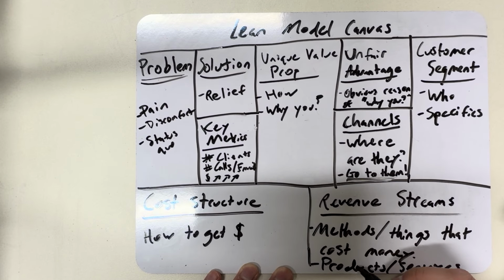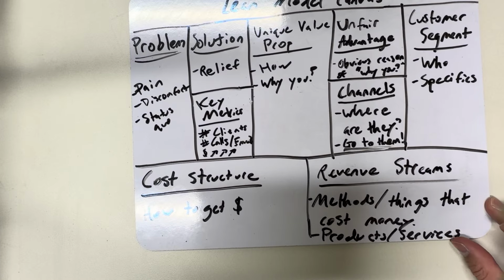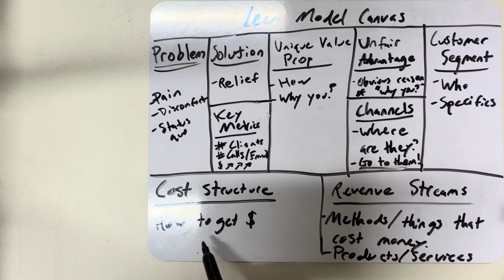So if you're a barber, one of your revenue streams is cutting hair, but another one could be selling product. If you are an electrician, one of your revenue streams could be repairing somebody's outlets, but then another revenue stream could be selling light bulbs. If you are a realtor, one of your revenue streams could be selling a house. Another revenue stream could be affiliate commissions with investors, whatever it is. So these are the revenue streams, and the cost structure is how to get it.